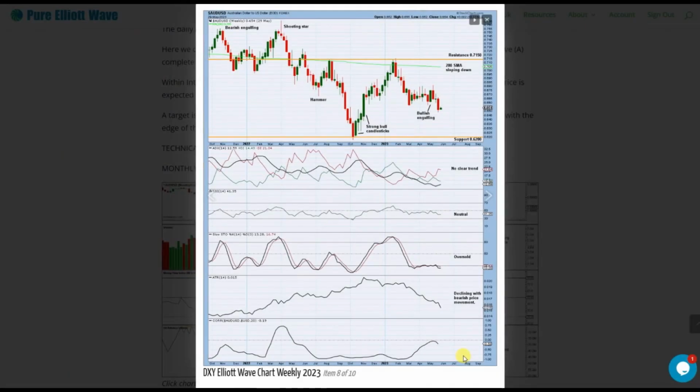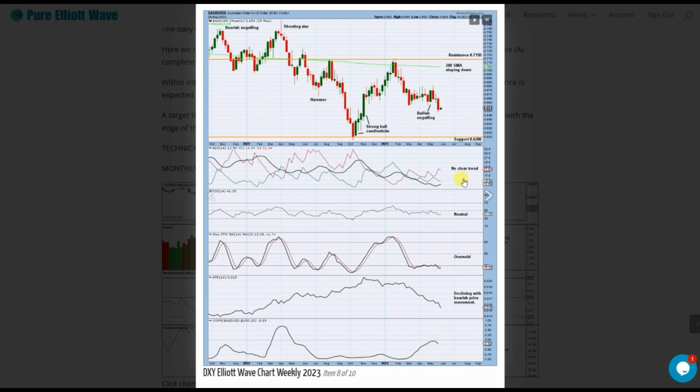For the weekly technicals, you could see our support below, as previously mentioned, at 0.6200, resistance above 0.7150. We had a bullish engulfing candlestick here, which hasn't given us any bullish price action, but if we saw another reversal pattern down here, that could be a bullish sign.